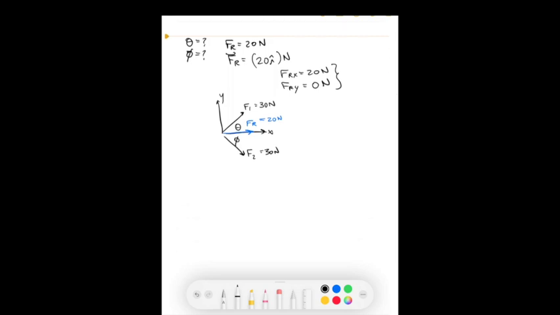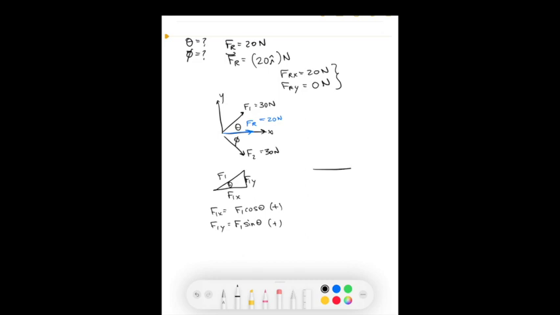The first thing we have to do is break it up. So I draw my triangle, F1x, F1y, theta. We know that F1x is equal to F1 cosine of theta, and F1y is equal to F1 sine of theta. They're both positive, so positive in the x direction and positive in the y direction.